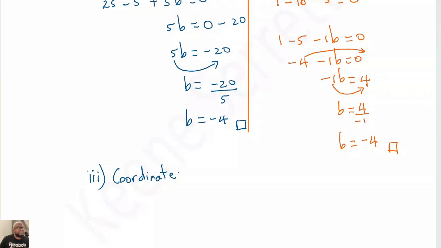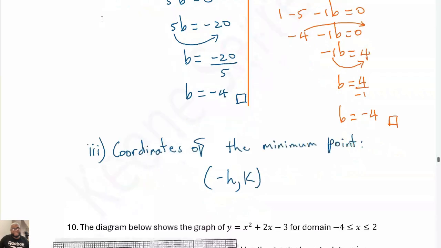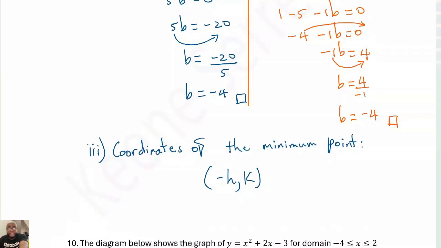So for homework, you'll have to turn back to try to figure out what represents the coordinates of the minimum point. That's why we need you all to do homework, you know. What represents the coordinates of the minimum point? Negative h comma k. So my children, this is for, I put it in here, right?